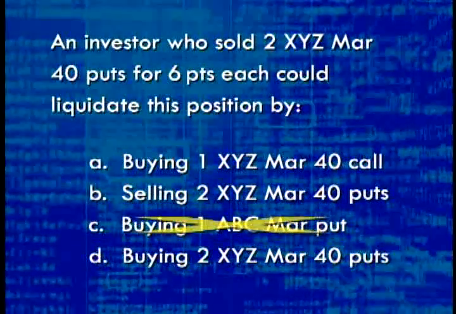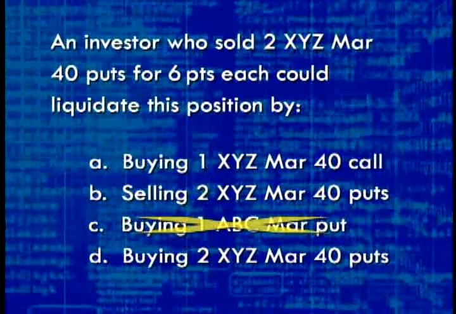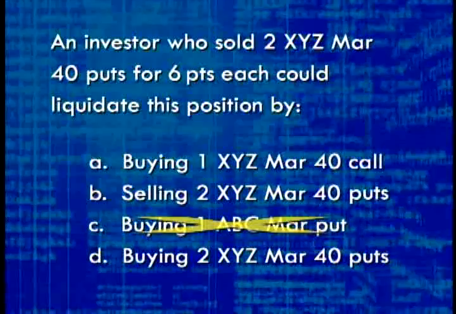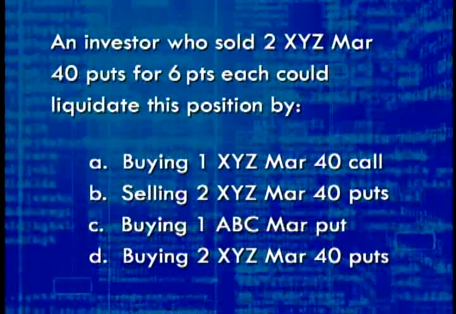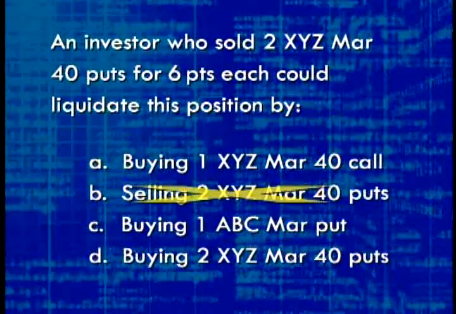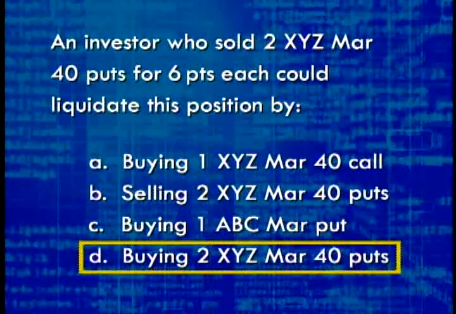Notice we can eliminate, for example, this one, C, because it's the wrong stock, of course, and since we sold 2 puts to begin with, we have to close 2 puts out in order to cancel our position. And of course, if you start by selling, then you close by buying, so that eliminates this one, B. So D must be the correct answer in this particular case.